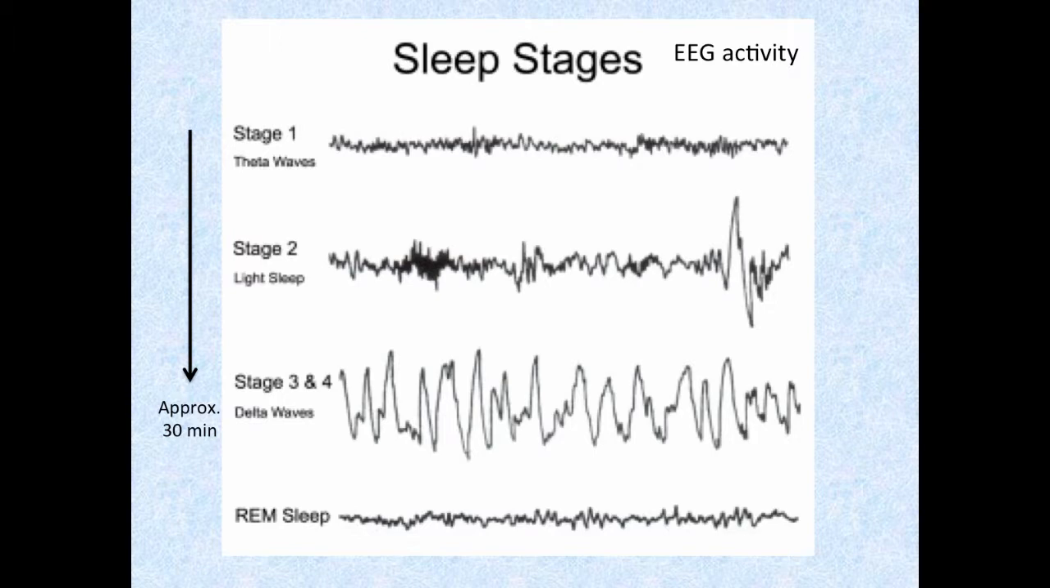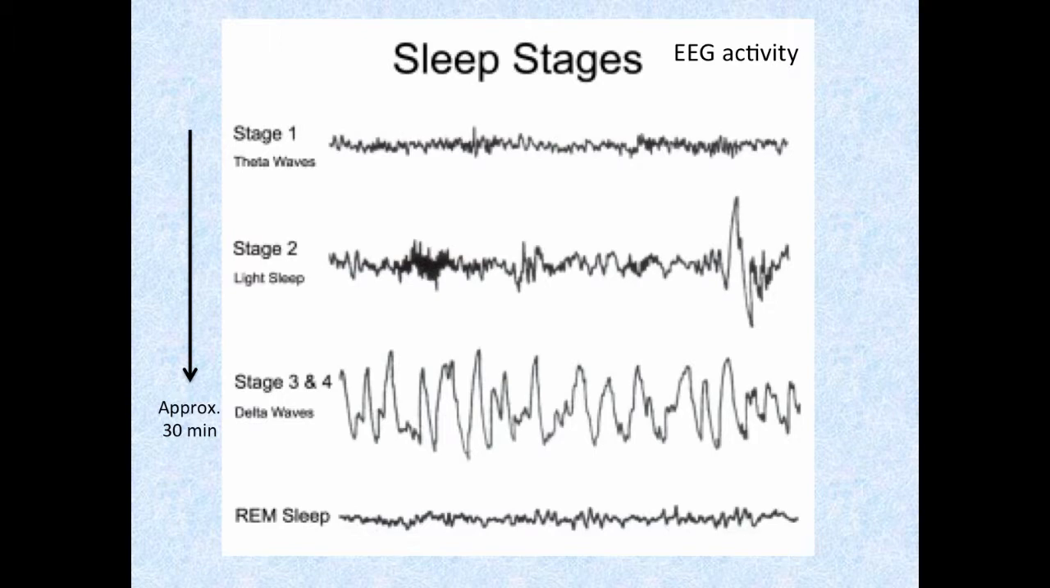So it's because of the release of these hormones and this activity in stage 3 and 4 that non-REM sleep is often referred to as restorative sleep, where the body heals itself, where the body repairs tissue, and you see the cell turnover.